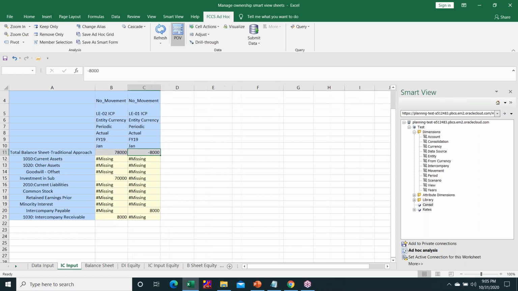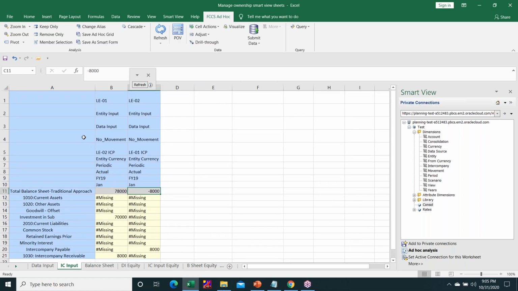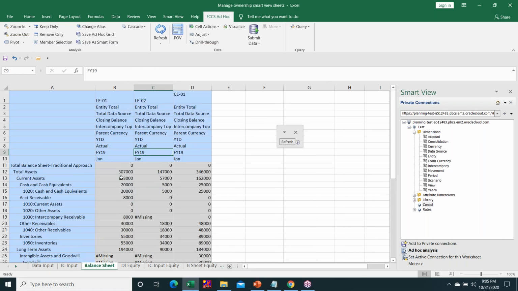Now how should our balance sheet number come? Once you enter these numbers within the application and you run the business rules of consolidation, you should get your consolidated number. So coming to the balance sheet, you see that now I am looking at the number on a different intersection.